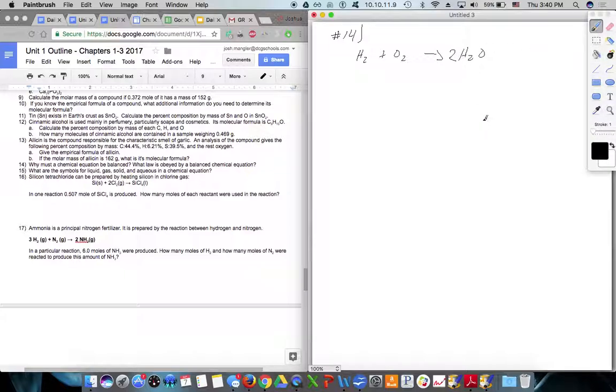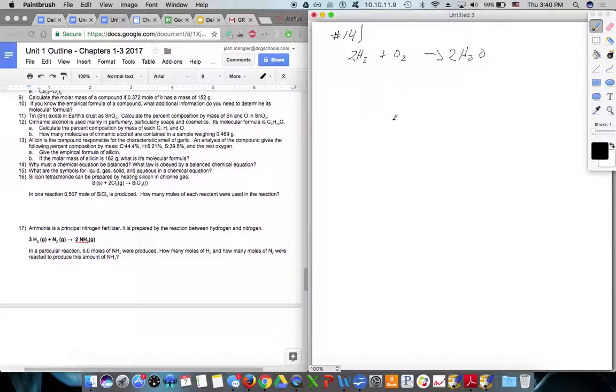Two water molecules. That gets me my 2 oxygens. Now that gives me 4 hydrogens. Put a 2 out front here. And so now it's balanced. It obeys the law of conservation of mass. That's what we need in chemistry.